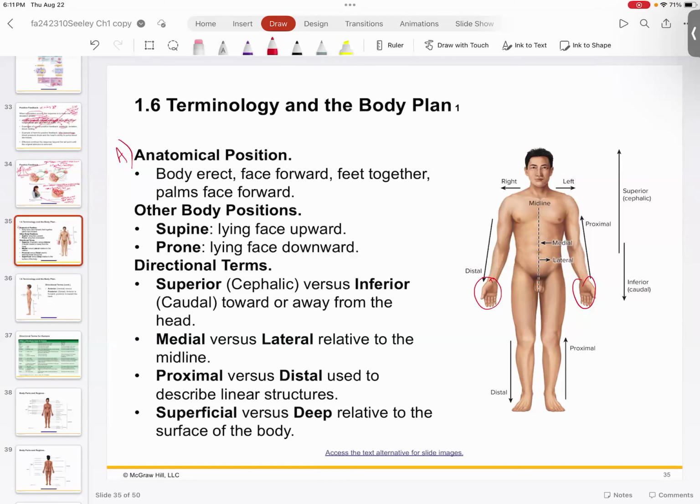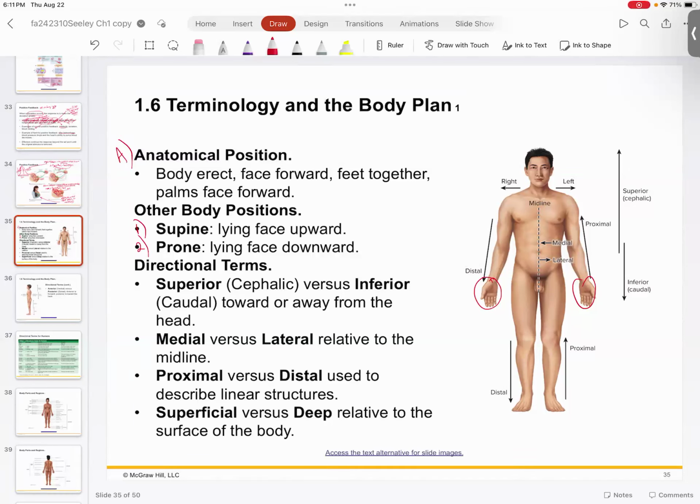The first one we want to cover is the concept of supine versus prone. A supine position is basically when you're laying on your back with your face upward. The prone position is with your face laying downward on your stomach. The reason that's important is because when you're doing imaging, oftentimes you need to have different body positions in order to capture the correct image.